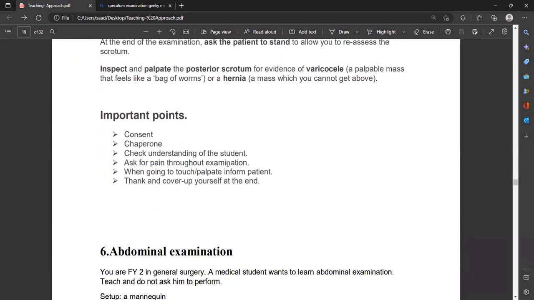So they are important points. Again, consent. Do not forget to mention consent of the patient, chaperone, checking understanding of the student. Is there anything you are not getting? Should I repeat it? No. Am I clear? Is there any ambiguity? When going to touch and palpate, inform the patient. Thank and cover up yourself at the end.